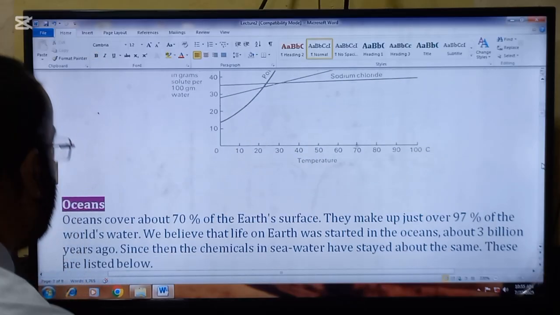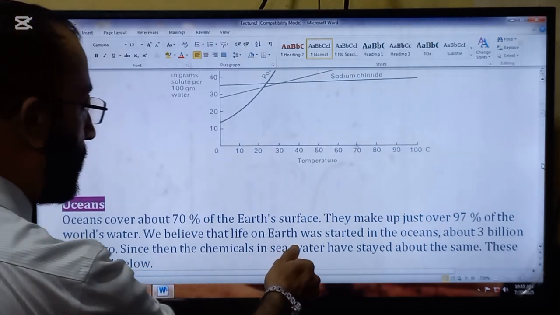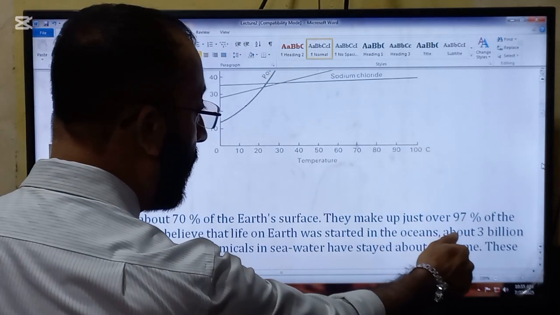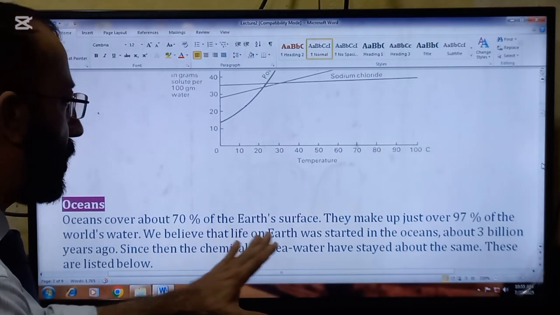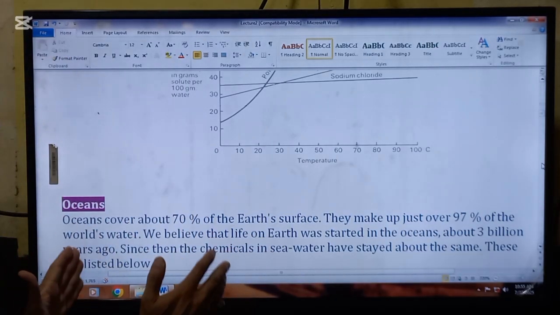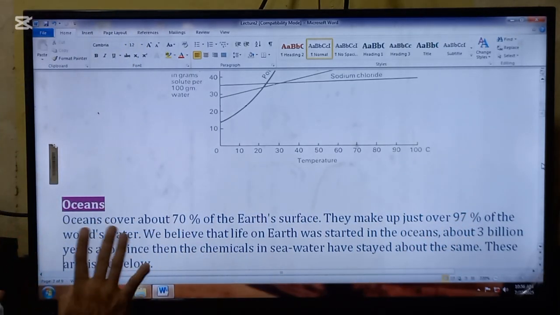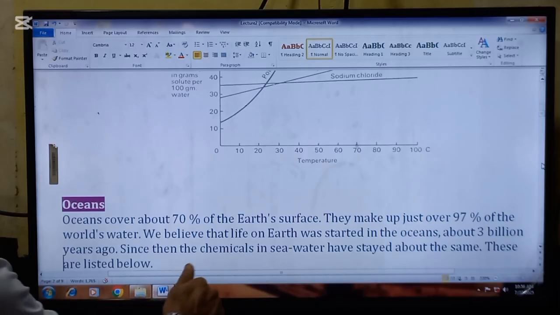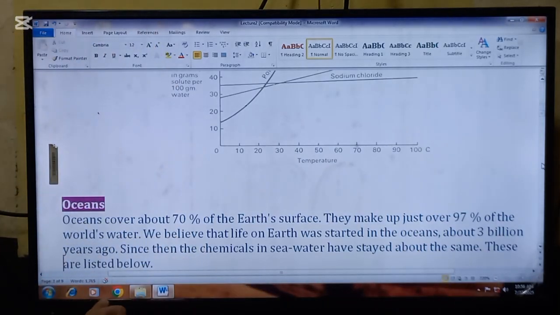The next thing that we are going to read is the oceans. Oceans cover about 70% of the Earth's surface. They make up just over 97% of the world's water. So these 2 points are important as far as your paper number 1 is concerned. The ocean covers about 70% of the Earth's surface. This is 1 point. And the water present in the oceans makes up almost 97% of the world's water. We believe that life on Earth started in the ocean about 3 billion years ago.